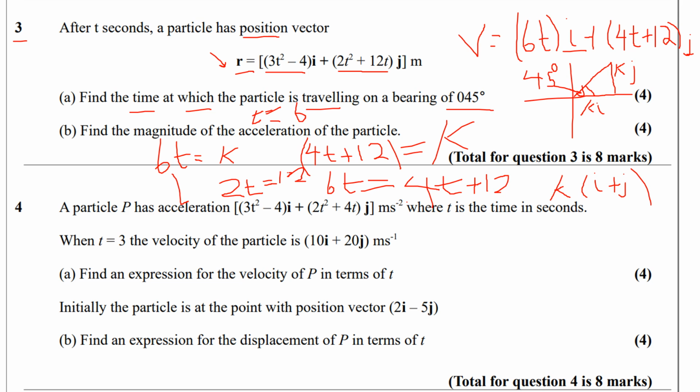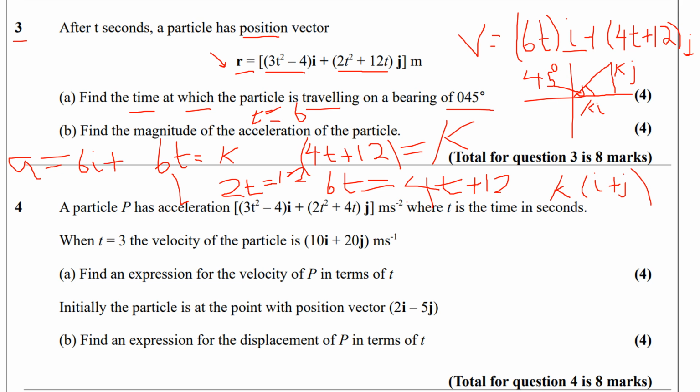What about part B? Find the magnitude of the acceleration of the particle. So we're going to differentiate the velocity vector. dv by dt is equal to a. Differentiating 6t gives 6, so 6i, and differentiating 4t plus 12 gives just 4, so we have 4j.